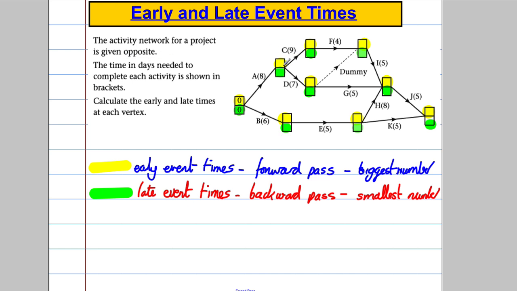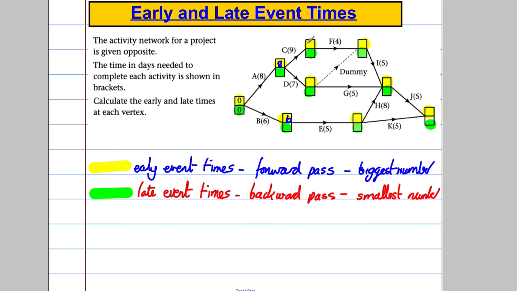Right, let's deal with A first. What's the time that should go here? The only event that has to happen is A, which is 8 long. So the earliest time I can get here is clearly 8. Let's look at B. In order to get to this event, the only activity that has to happen is B, which is 6. So 6 has to go in there.